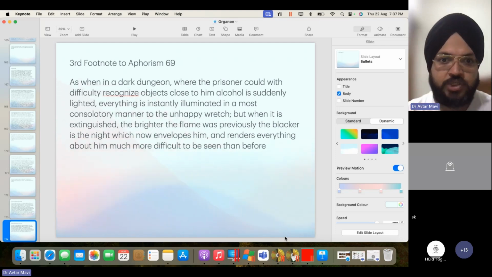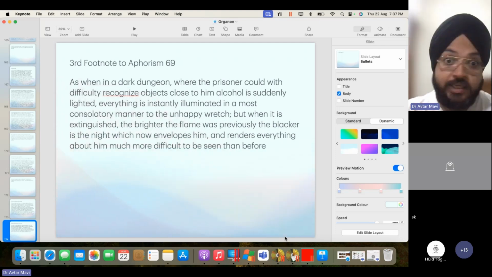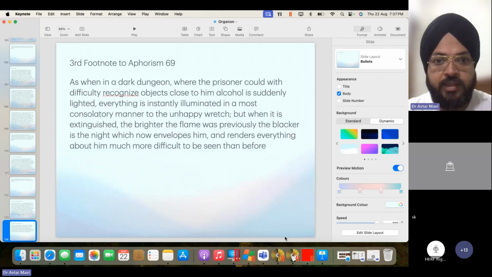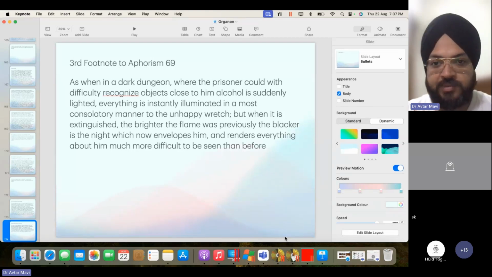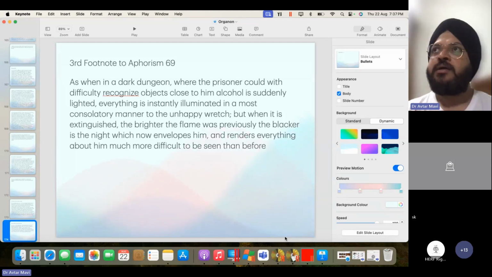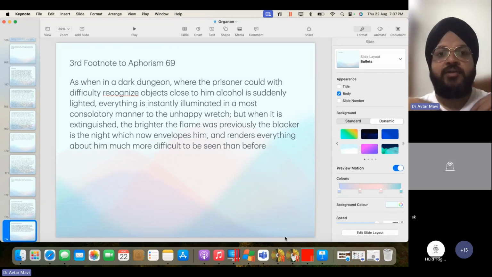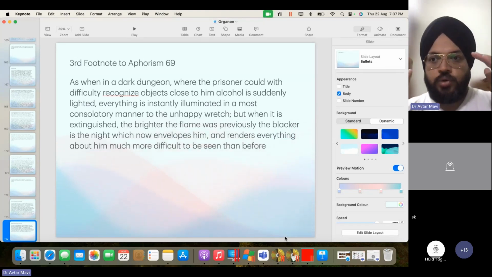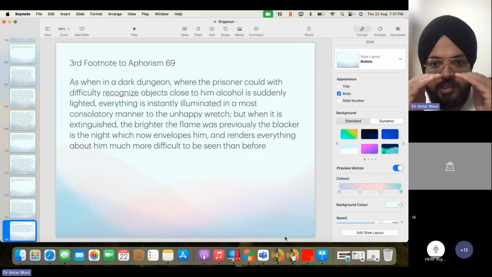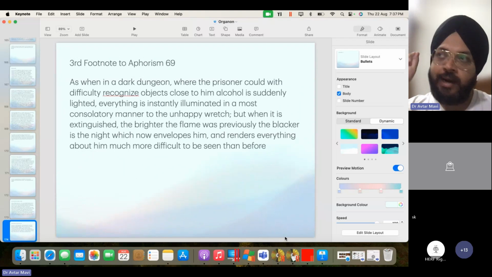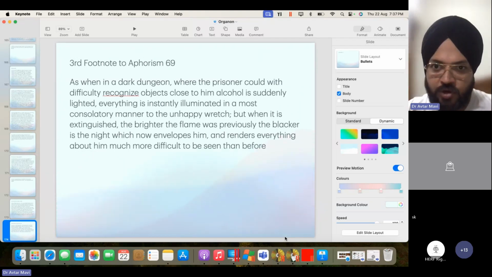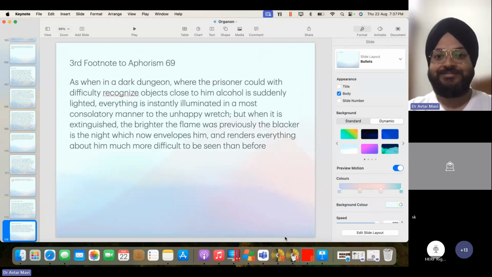But when that bright light is suddenly extinguished, the brighter the flame was previously, the blacker is the night which now envelops him. This is also very commonly seen in our rooms at night: when you switch off the light, suddenly everything becomes so dark, and slowly the darkness keeps decreasing. The brighter the light, the darker it seems afterwards. But if you have a very dull light in the room and you switch it off, it will not be that black.